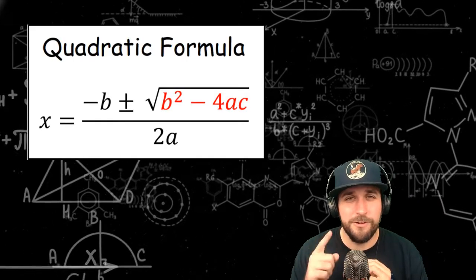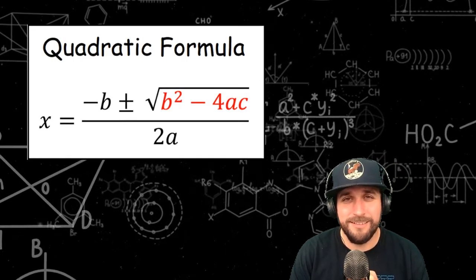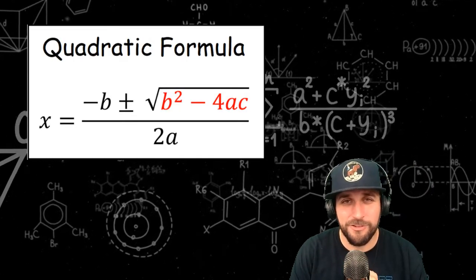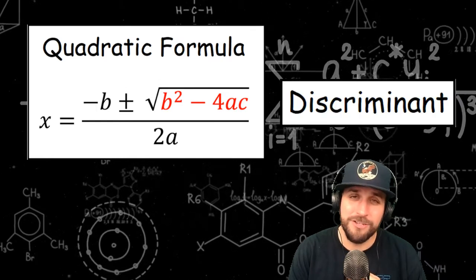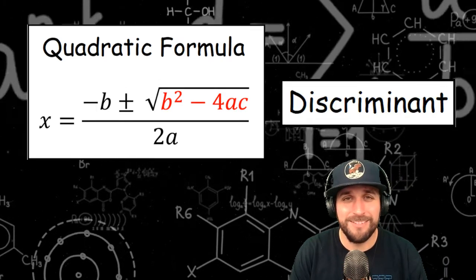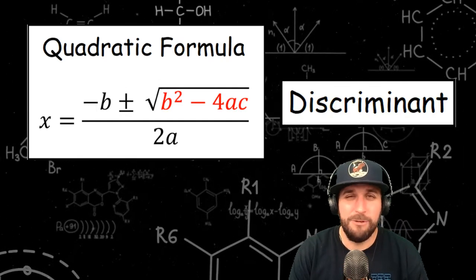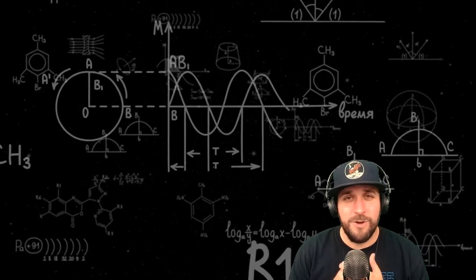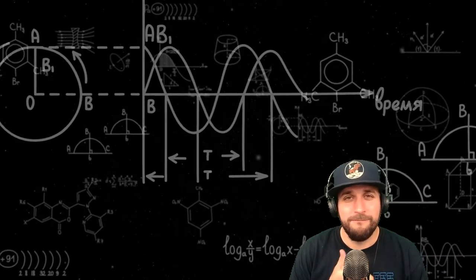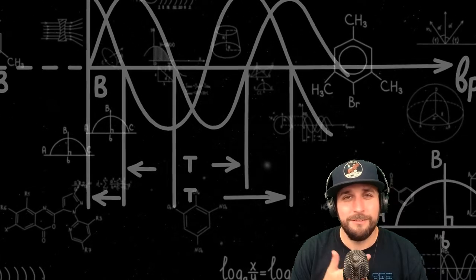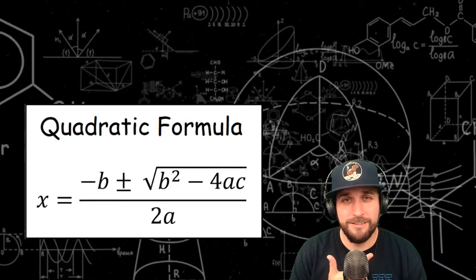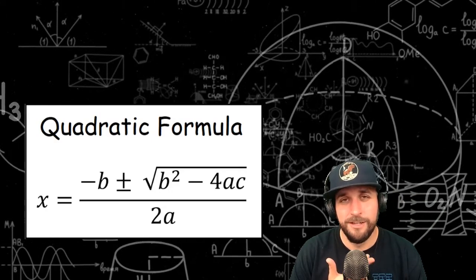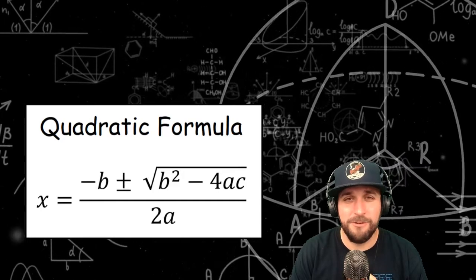So that stuff under the radical, the b squared minus 4ac, it's actually very important in how many answers we get. It's actually called the discriminant. It has a special name and properties and everything. But we'll get into that next video. So today, just quadratic formula. Make sure it's written in standard form. Remember the quadratic formula. Sing songs if you have to. And then just plug away.